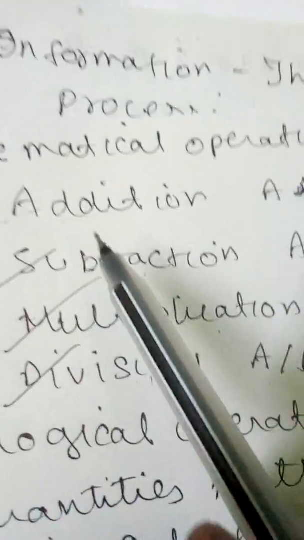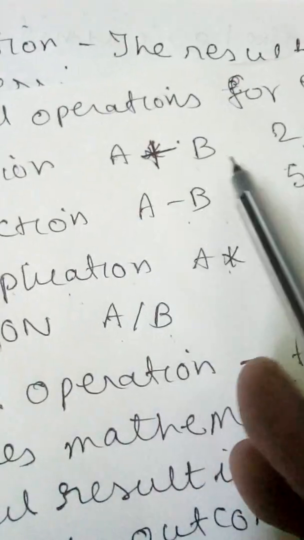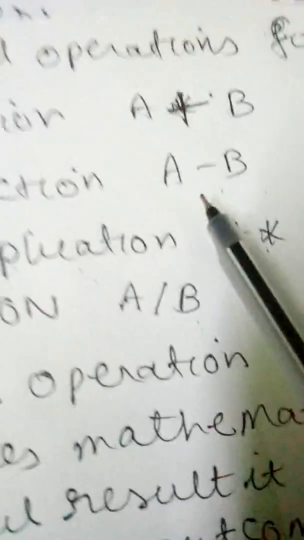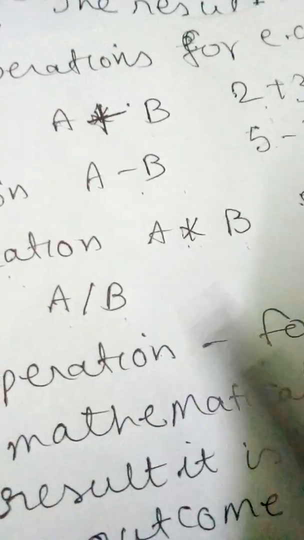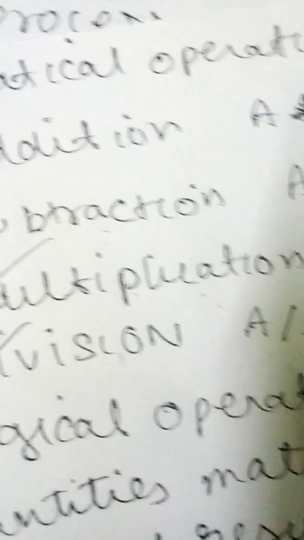Once again I am repeating, it can perform addition, a plus b, that is 2 plus 3, subtraction, a minus b, 5 minus 2, you can put any numbers of your choice. Multiplication, a into b, that is 8 into 3. Then division, a divided by b, 4 divided by 2.